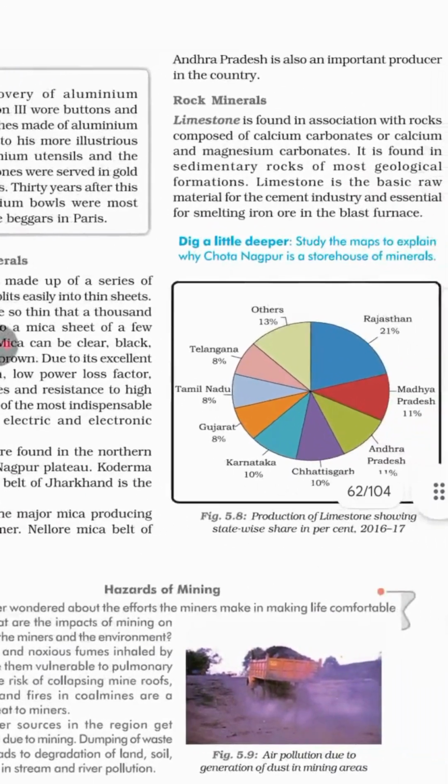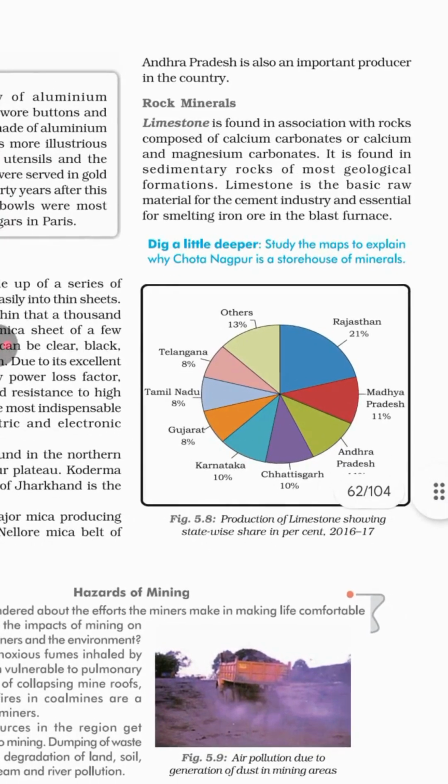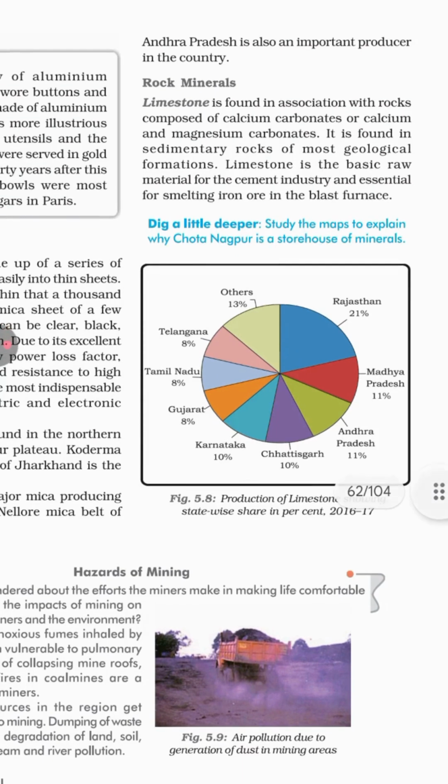Last we come to limestone. Limestone is composed of calcium carbonates or calcium and magnesium carbonates. It is found in sedimentary rocks, and with the real estate boom, the demand for cement has led to the demand for limestone. Traditionally it is used for smelting of iron.